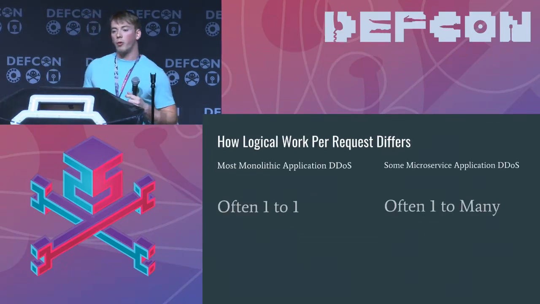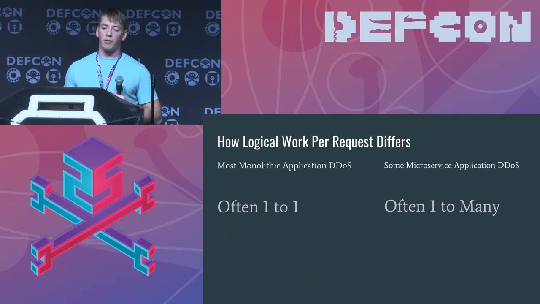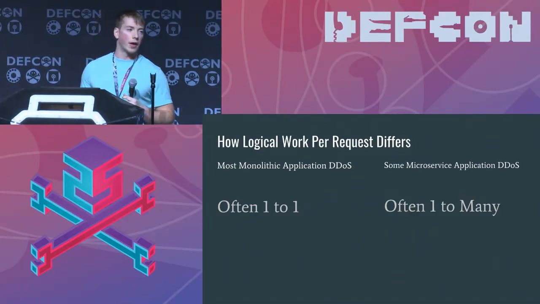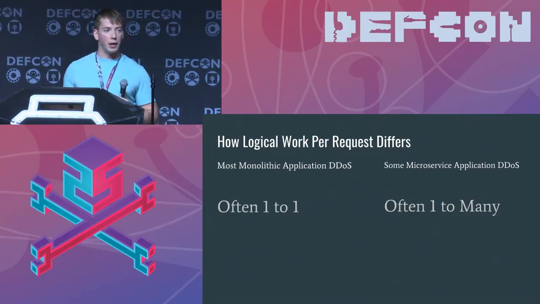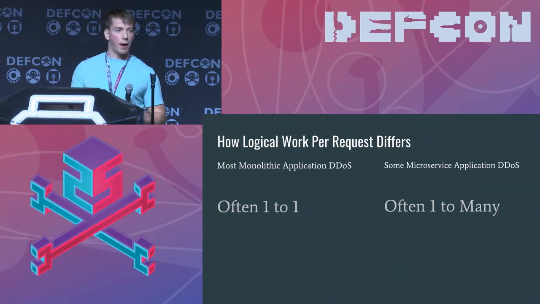And so really, what I want to drive home is that there's a difference here between monolithic denial of service and microservice denial of service. And I would say most monolithic application DDoS is one-to-one, meaning you're sending in some work to the service, and it's happening on that box, right? So it's doing some calculation, and so it's kind of a one-to-one work per request ratio.